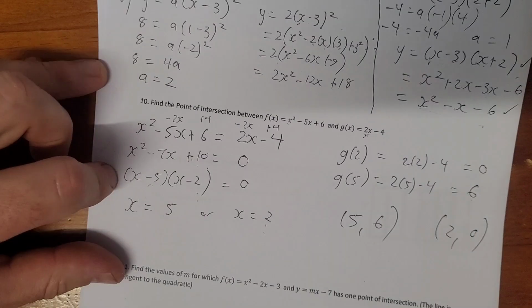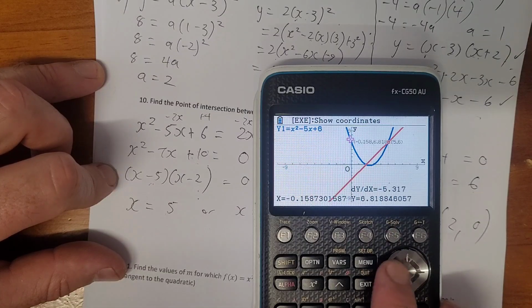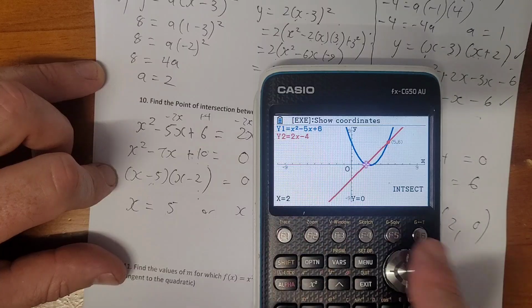And those are the 2 points that we observed on our calculator as well, right? X is 5, y is 6, and x is 2, y is 0.